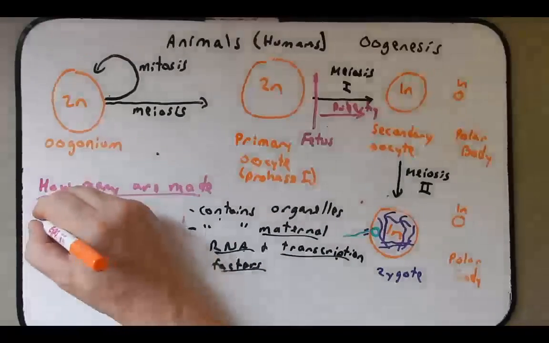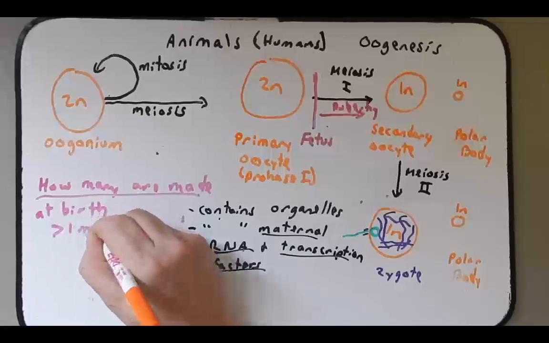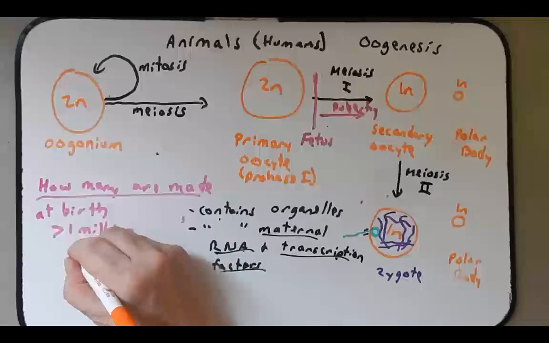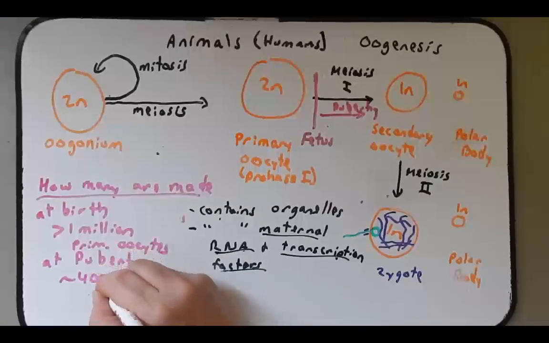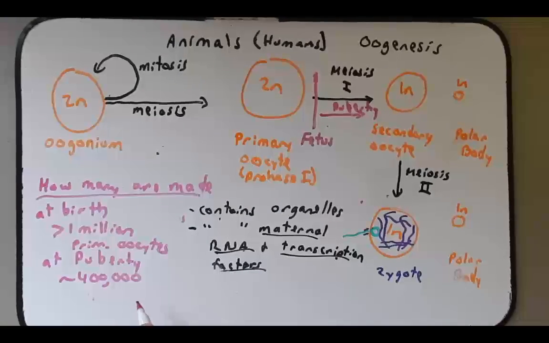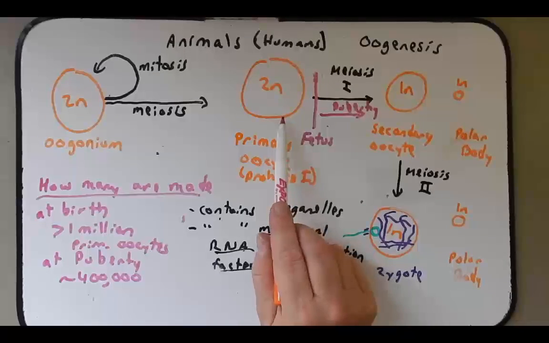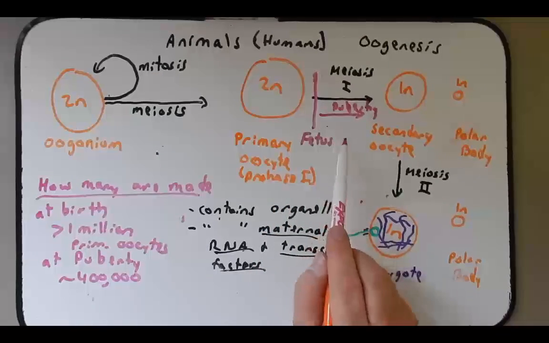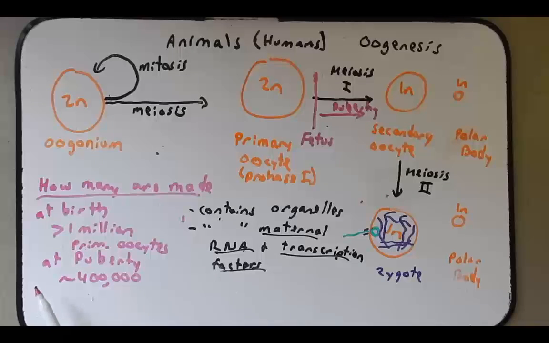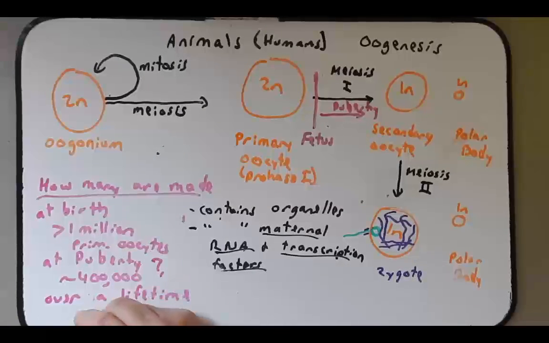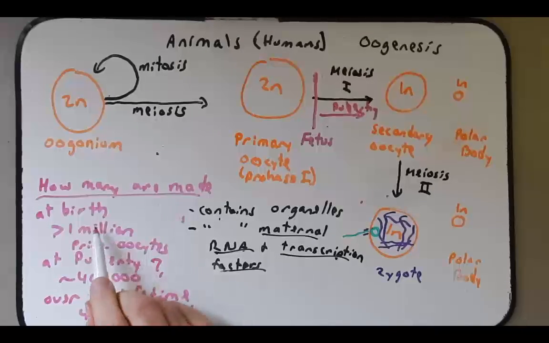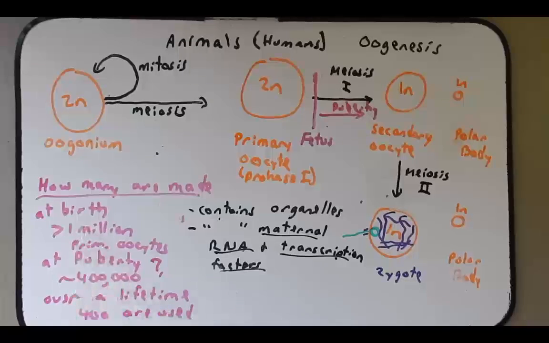At birth, there are greater than 1 million primary oocytes. At puberty, there's only about 400,000 left. So in the process of producing the primary oocyte to actually being able to use them for the first time, about 600,000, over half of them, are lost. Now over a lifetime, only about 400 are used. So of these 1 million that are produced by birth, during the course of a lifetime, only about 400 of them are used.